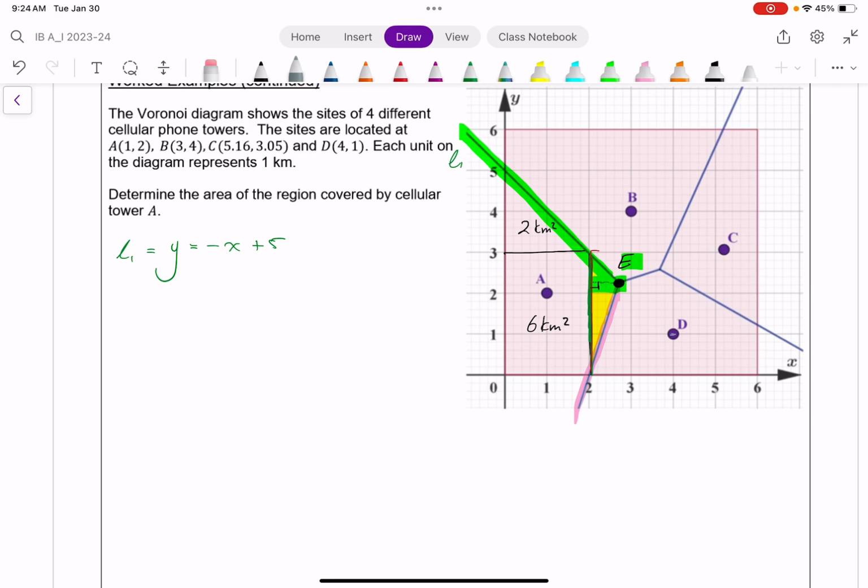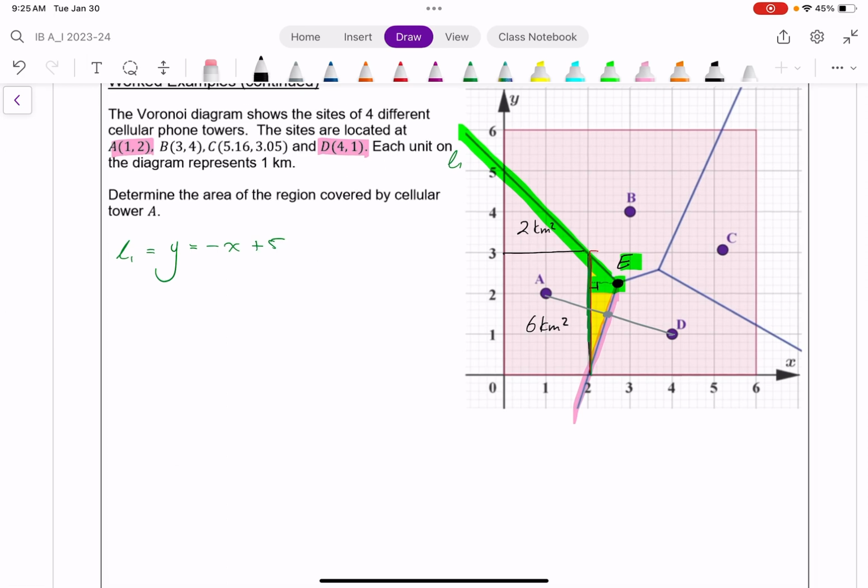I want to first think about where's the midpoint between these. And that's the midpoint between A and D, which, if I look at the coordinates of A and D, I can see the midpoint must be at 2.5 and 1.5. Okay, that's the midpoint of AD. Now, if I want to find the equation of that line, I have a point. And now back to the slope.